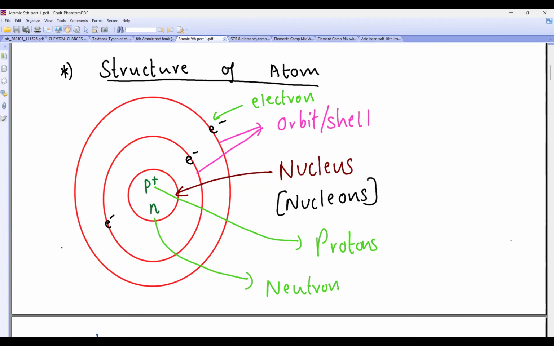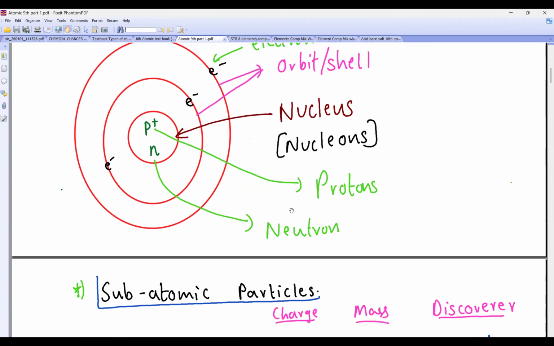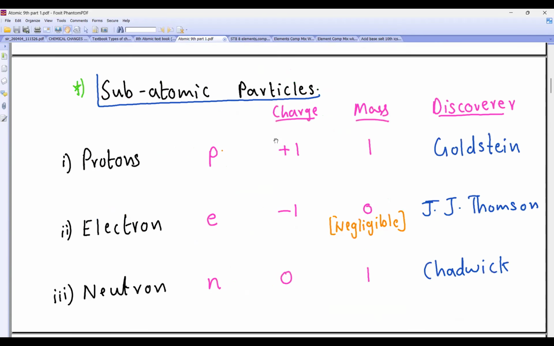Clear. Okay, now I want you to write this. Please write this. Subatomic particle. Please write in a notebook quickly without talking. Any rough paper you can write that. Okay, which are the subatomic particles?